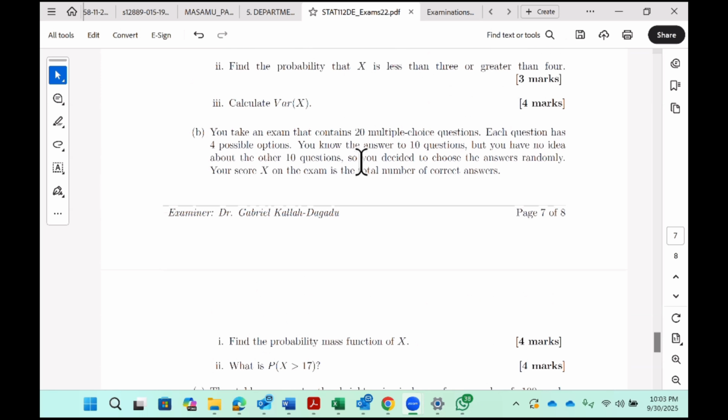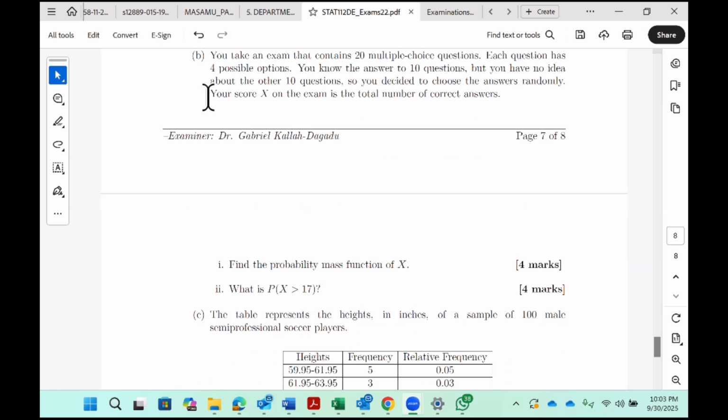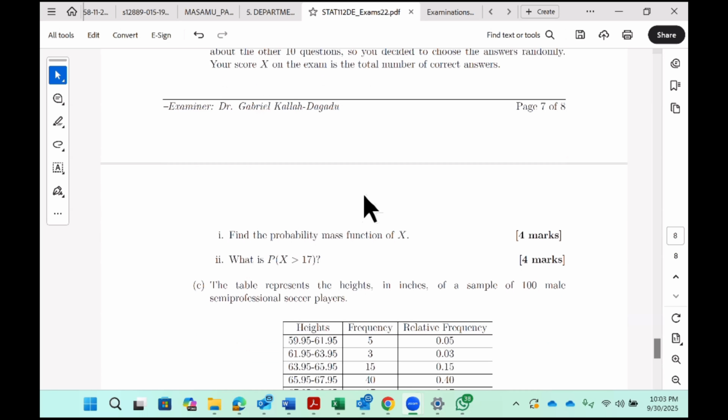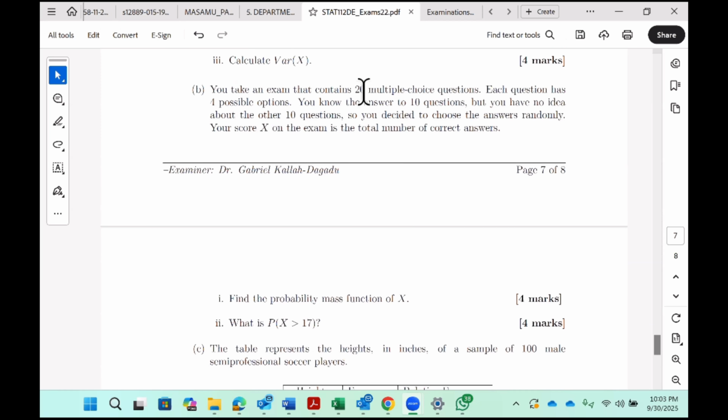So here, the probability of knowing the correct answer for a randomly guessed question is 1 out of 4. So your P is 1 out of 4 and your N equals 20. So it's a binomial distribution. You know that this is a binomial distribution where P equals 1 over 4 and N equals 20.